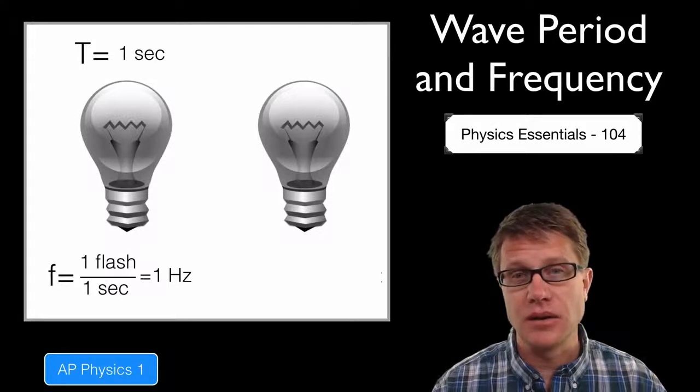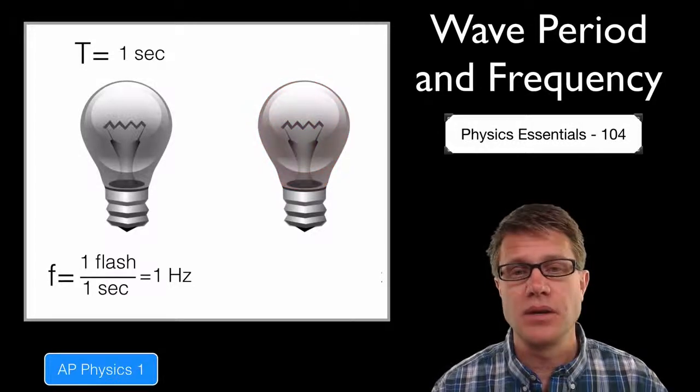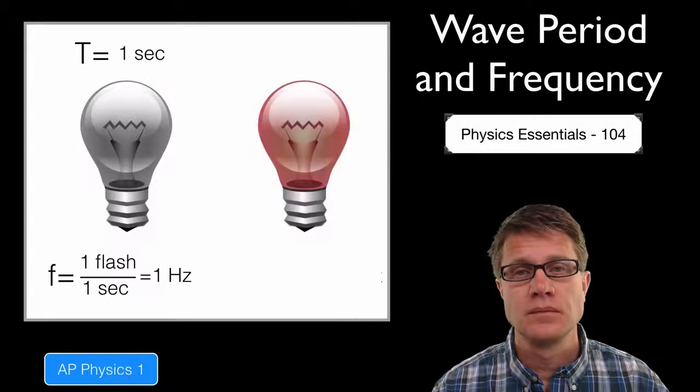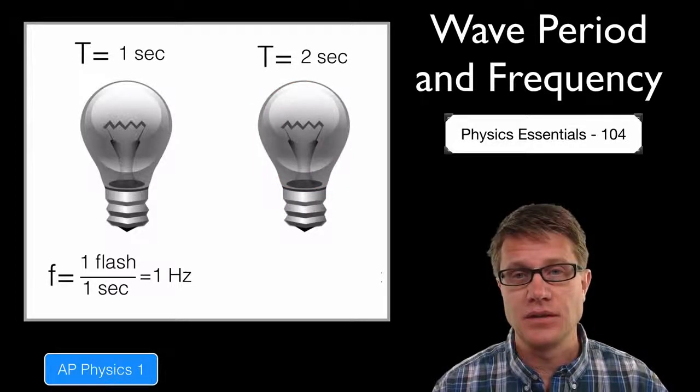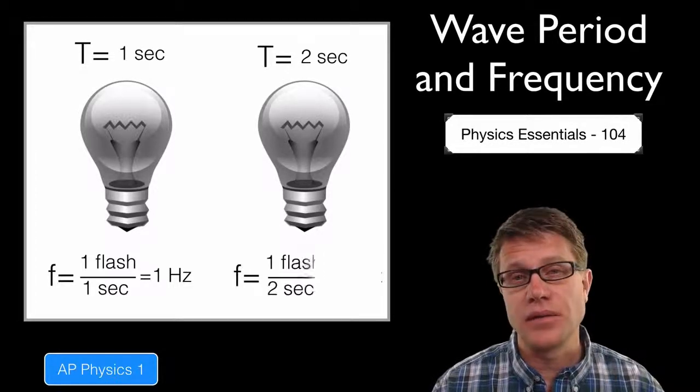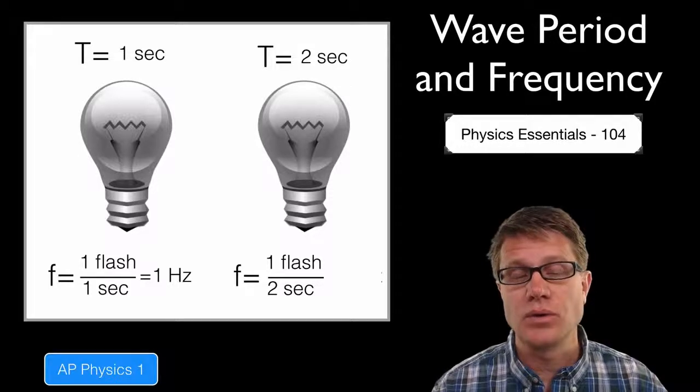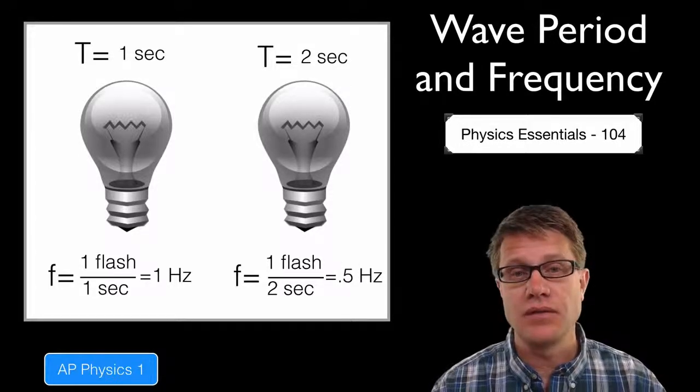Now let's look at the other light. And so it's flashing as well. Try to just figure out what the period is. You can see it's slower. And so the period in this case is going to be 2 seconds. So it's taking twice as long between each of the flashes. So what's going to happen to the frequency? So now we've got one flash per 2 seconds, and so what's going to be the frequency? It's going to be 0.5 hertz.